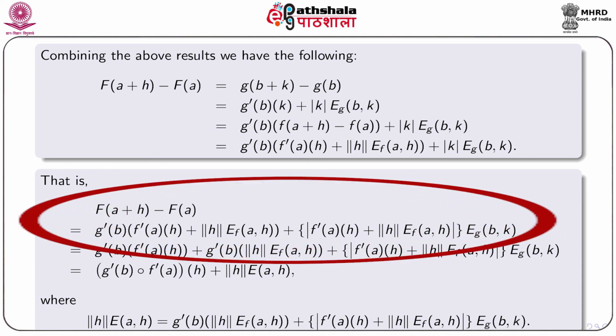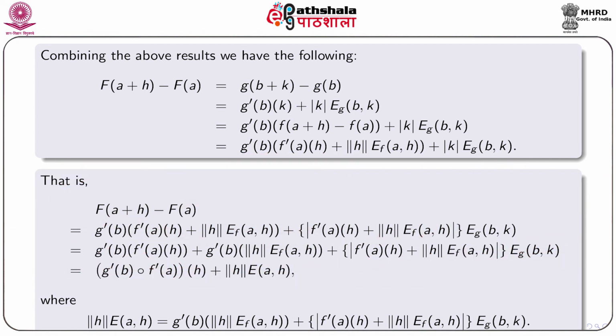So, we have F of A plus H minus F A, that is g dash B operating on f dash A H plus norm H E f A H, plus we write here the value of mod K. So, it is modulus of f dash A operating on H plus norm H E f A H, and that is multiplied by E g B K. Now, we apply the linearity of g dash B. So, that first term becomes g dash B operating on f dash A H plus g dash B operating on norm H E f A H. The second term remains as it is.